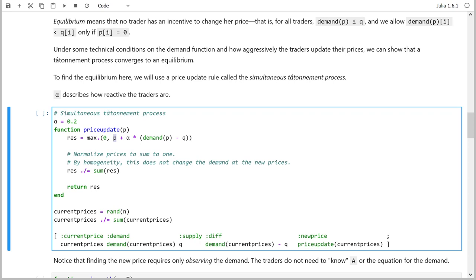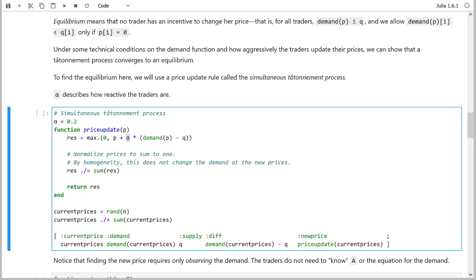Now, there's a little bit of decoration on this price update. The first thing you'll notice is this parameter alpha, which describes essentially how reactive the traders are. If alpha is very large, then when a given trader sees any level of excess demand, she is going to increase her price by a lot, right? So she's very reactive or very aggressive. Whereas if alpha is small, then if there's some excess demand, the trader doesn't want to rock the boat, right? So she's just going to increase her price slightly.